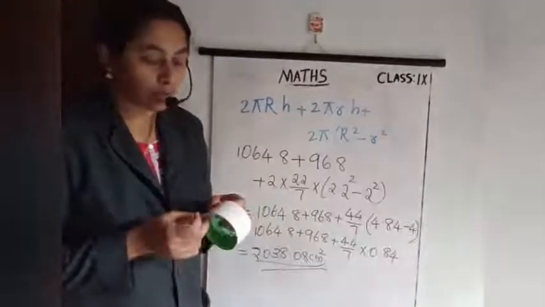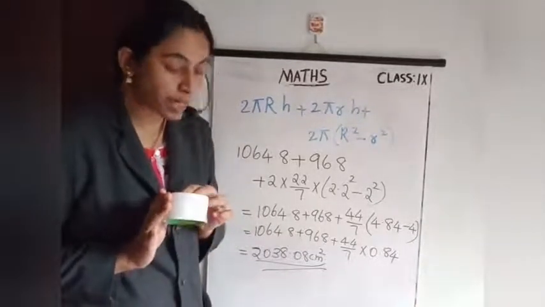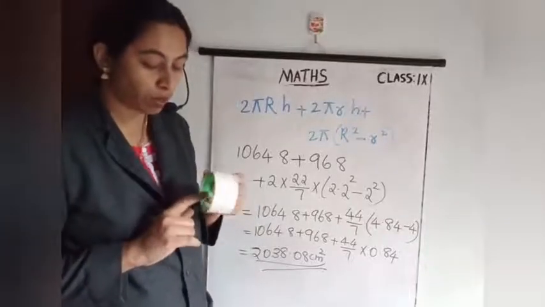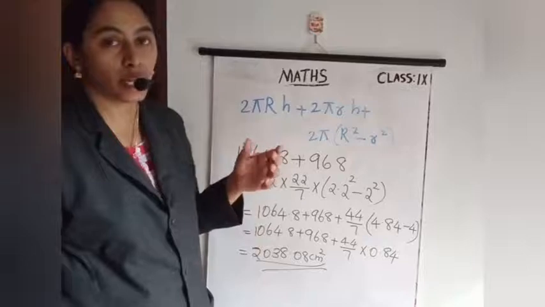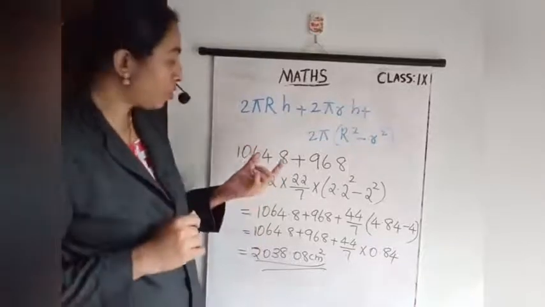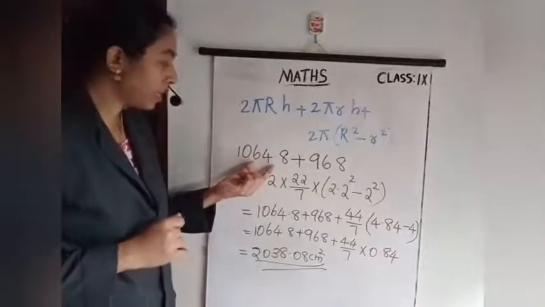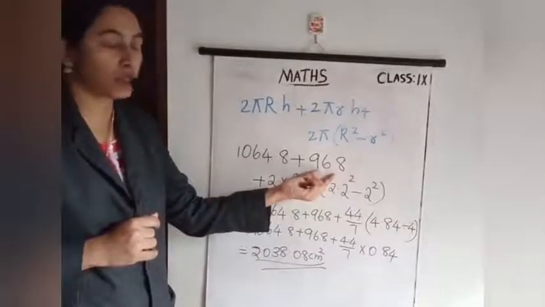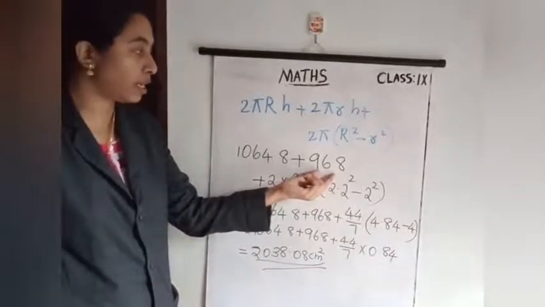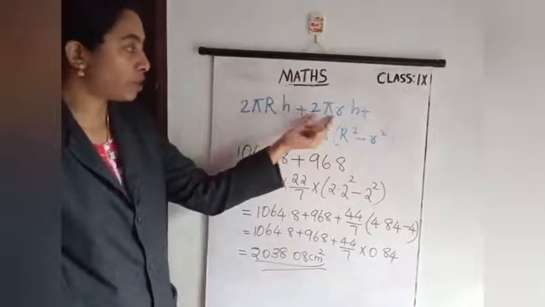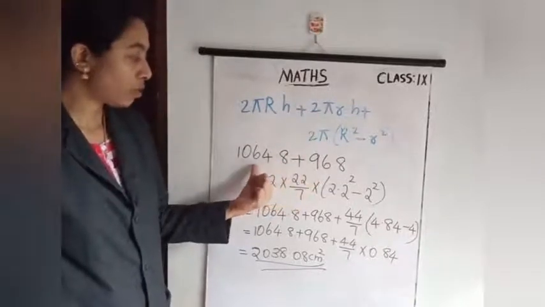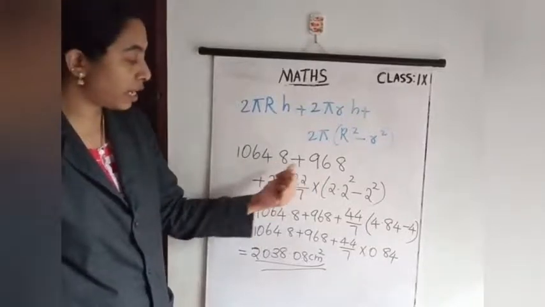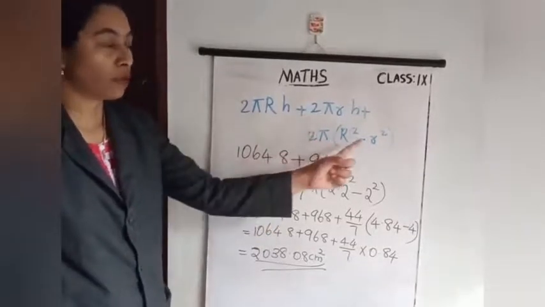Okay. In sub question 1 we find inner curved surface area and in sub question 2 we find outer curved surface area. That is for homework. Then you get outer surface area 1064.8 and inner curved surface area 968. So substitute those values here. So this is 1064.8 plus 968 plus. Now substitute the values here.